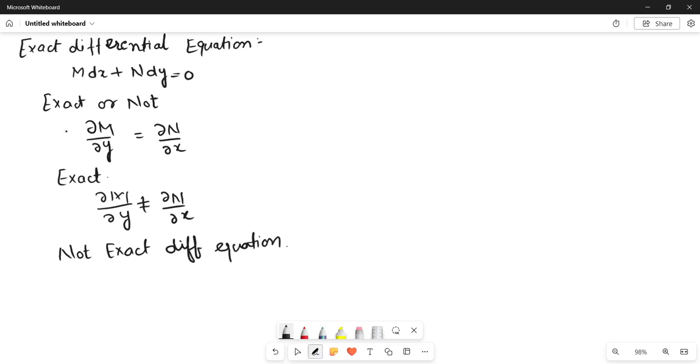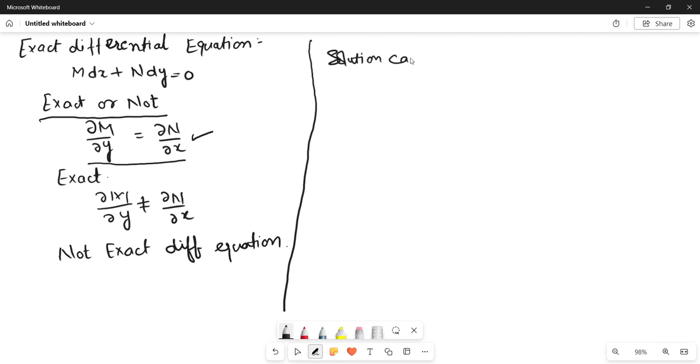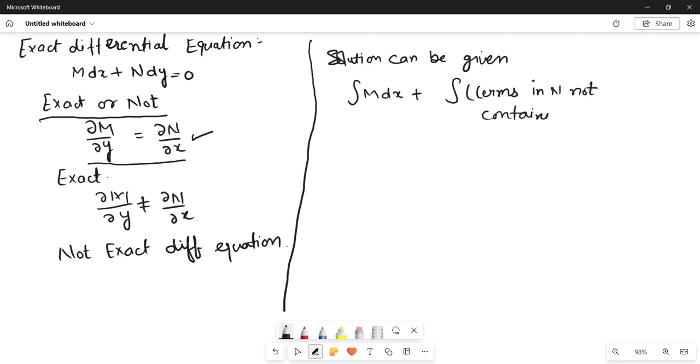So firstly, we will start with the case where the equation is exact. How can you find the solution of an exact differential equation? If your equation is exact, then its solution can be given as the integration of M dx plus the integration of terms in N not containing x, dy, equals c, where y is taken as a constant here. So if your equation is exact, you can find a solution in this way.